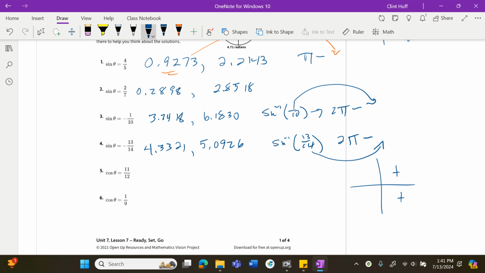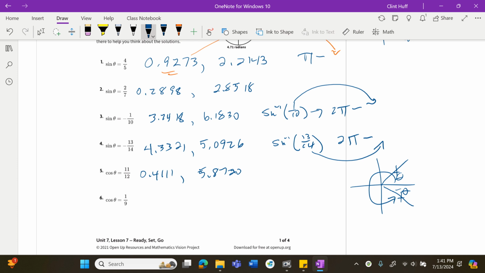All right, now the cosine is positive in quadrants 1 and 4. So when you input the inverse cosine of 11/12, you're going to get 0.4111 approximately. And if you do 2 pi minus that value, you will get 5.8720 approximately. So the angle here, theta, and if you rotate that angle over the x-axis, you get theta here, or negative theta. The rotation all the way over to here is 2 pi minus the reference angle.